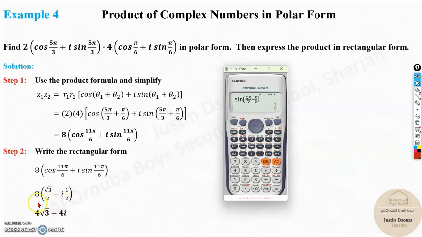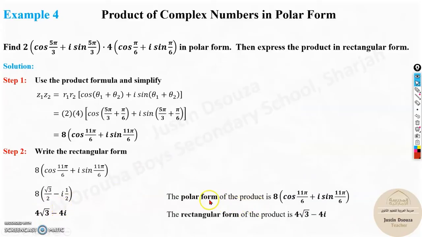Now multiply this 8 inside. Over here, when you multiply the 8, 2 ones are 4s. So it's 4 root 3 minus 4i. This is the rectangular form. So the polar form of the product is over here, the rectangular form is over here. So these are the answers.